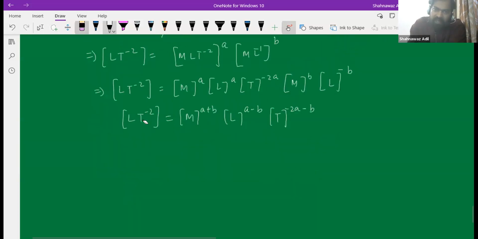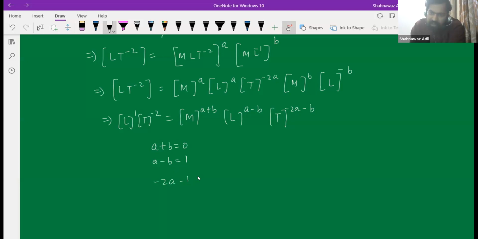If we compare it with the left side, the L power is 1, and there's no M, so A plus B is 0. L is 1, so A minus B is 1. And T is minus 2, so minus 2A minus B equals minus 2. This is the other relation.